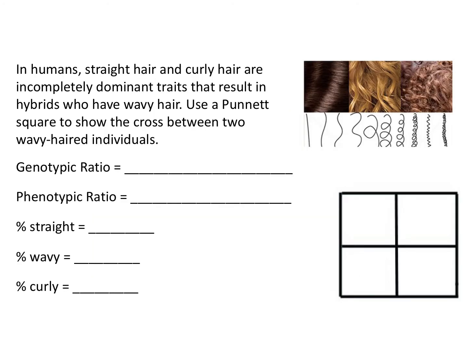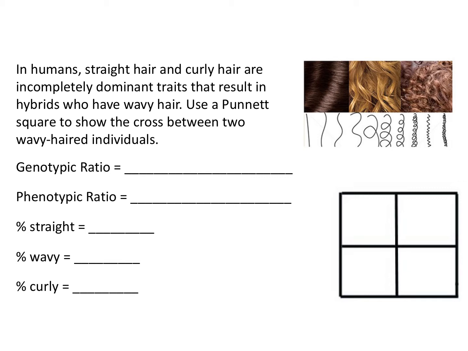In humans, straight hair and curly hair are incompletely dominant traits, resulting in hybrids who have wavy hair. Looking at our phenotypes up here, we see the straight, we see super curly, and then we see that wavy is kind of a mixture of the two, in that they're kind of blended. So even if we hadn't been told that this was an incomplete dominance problem, we would still be able to use those rules of, hey, there's a third phenotype, and that phenotype happens to be a blending of the other two. All right, so we're going to use a Punnett square to show the cross between two wavy-haired individuals.